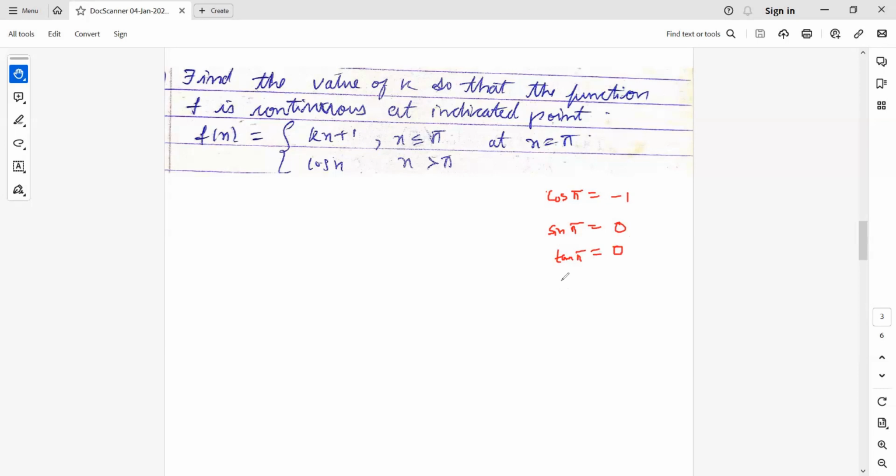And what about cos 3 pi by 2? These simple values from the trigonometric table you need to remember. At even multiples, the value will fluctuate between minus 1 and 1 for cosine; sine pi at even multiple will be 0. At odd multiples, again the value will fluctuate between minus 1 and plus 1. Using this you can easily solve the example, and the value of k you will get is minus 2 by pi. So solve it for homework, then we will discuss the next question.